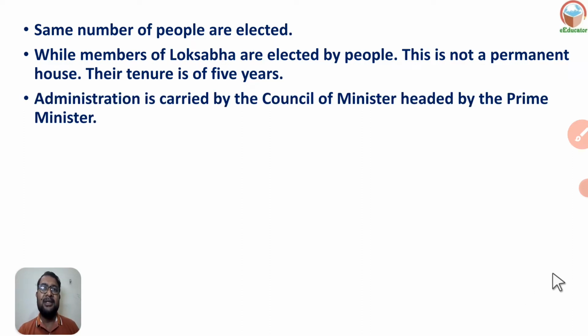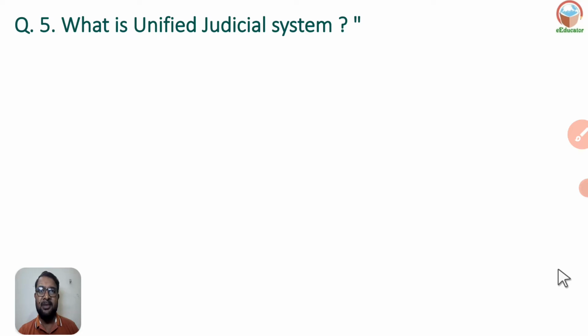Administration is carried out by the Council of Ministers headed by the Prime Minister. Generally, the administration of a country is carried out by the Prime Minister. No doubt it is carried out in the name of the President, but important decisions are taken by the Prime Minister.